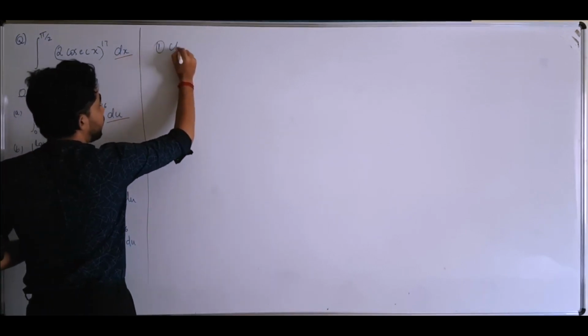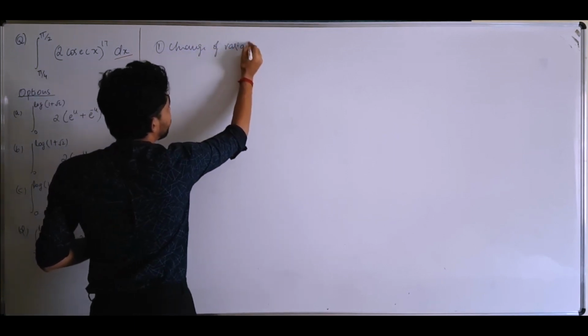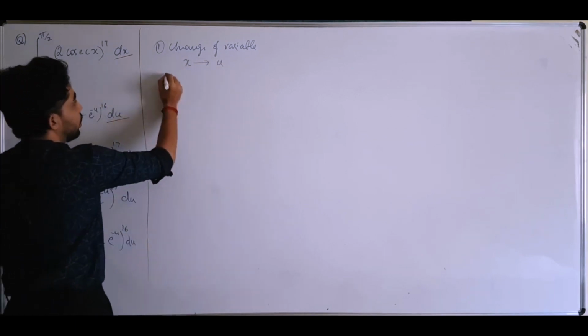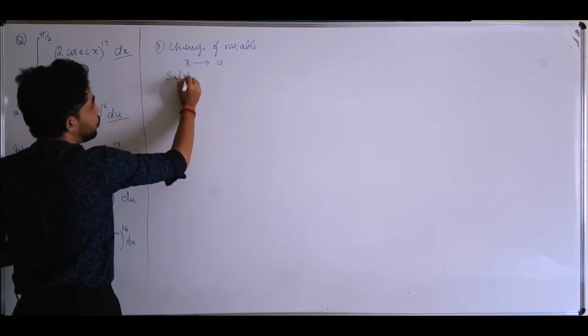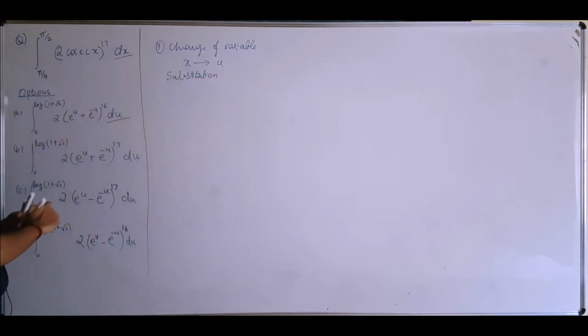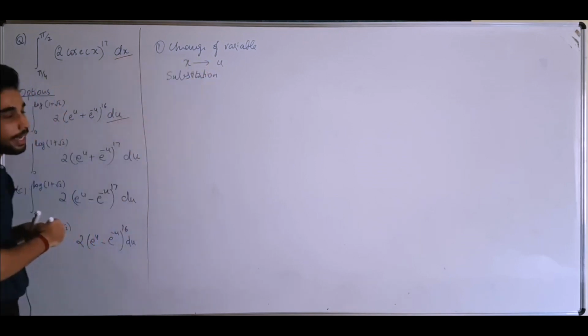They have done a change of variable, that is from x to u, and that also means they have used a substitution method here. That is just a substitution, they didn't integrate it. So they have substituted x as u. So we need to figure out what is the relation between x and u.